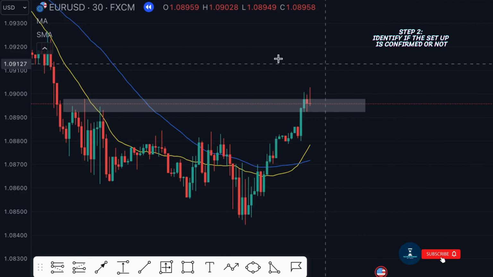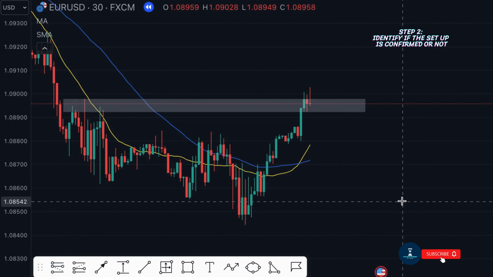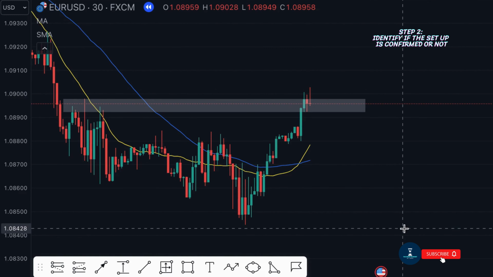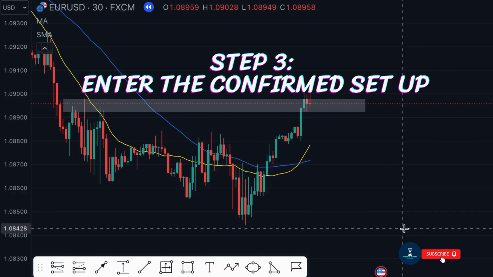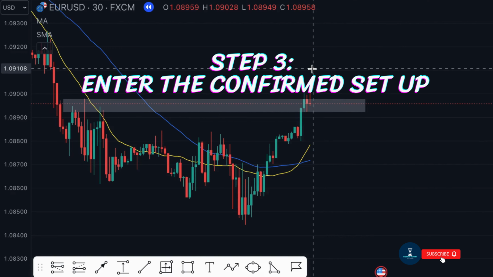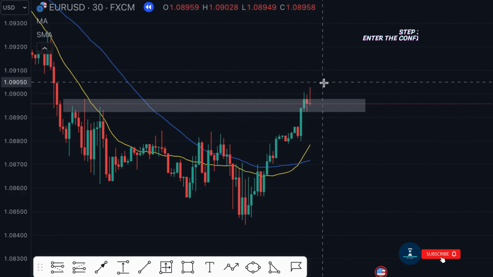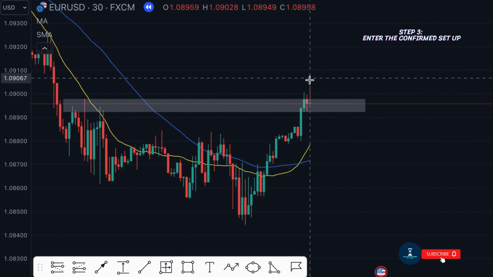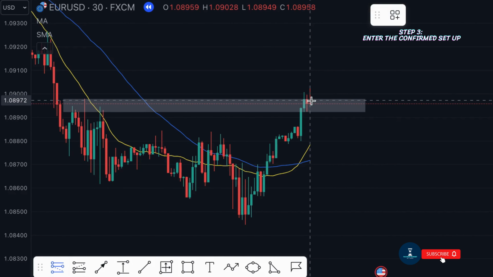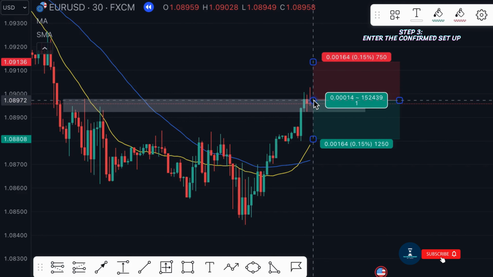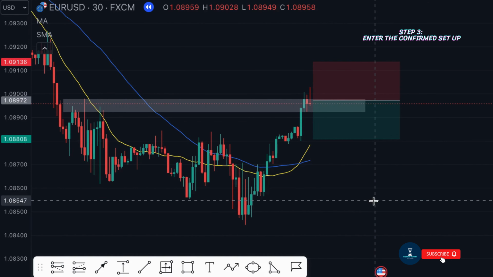Because I chose a setup where step 2 is a confirmation, because it's a confirmation, we enter the trade right after the confirmation candle. This is the confirmation candle. So we have the short order. And in step 3, we enter the trade.